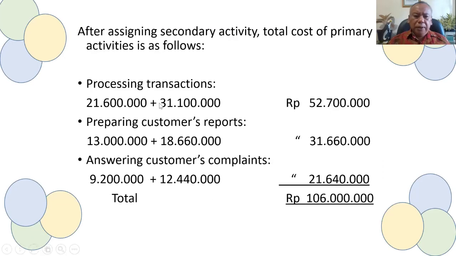And then now we get the total cost after the secondary activity cost allocation. The total cost of processing transaction will be 52,700,000, preparing customer report 31,660,000, answering customer complaint 21,640,000, and then in total, in this case, 106 million.